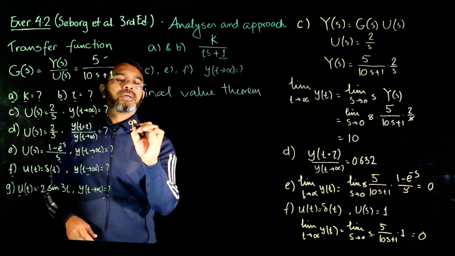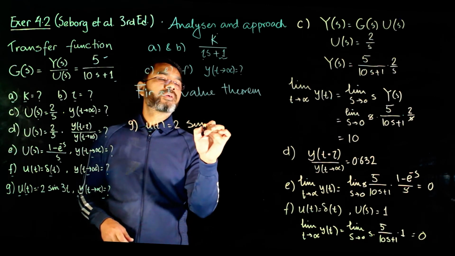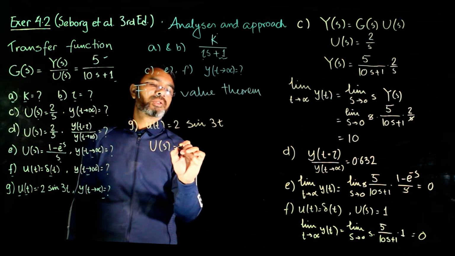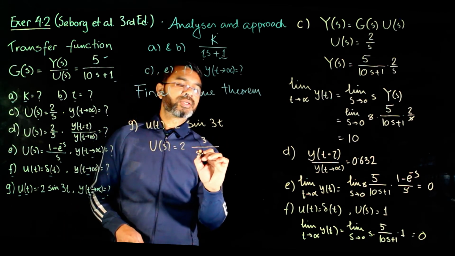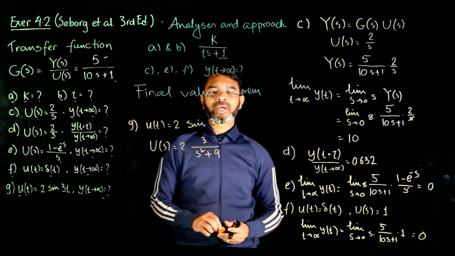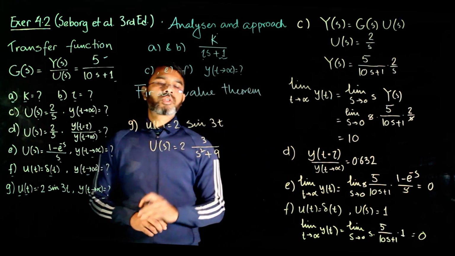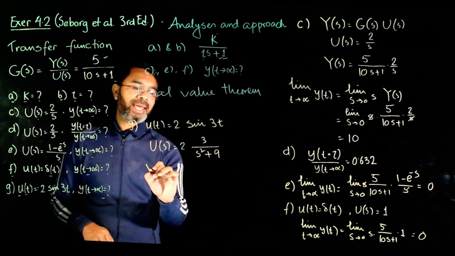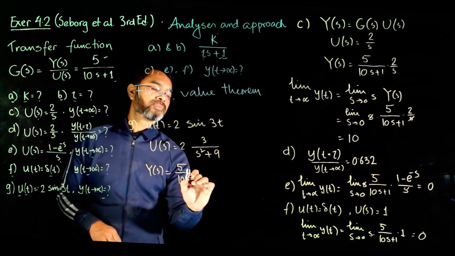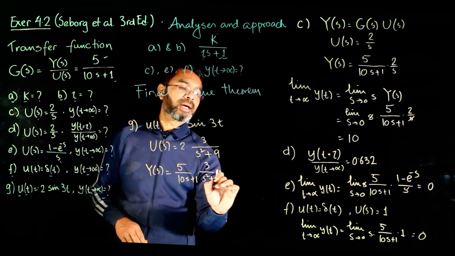For this last part, we know that u(t) equals 2 sine 3t. So we have U(s) equals 2 times 3 over s square plus 9. You know that the Laplace transformation of sine omega t equals omega over s square plus omega square. So for this case, we see that Y(s) is 5 over 10s plus 1, times 3 over s square plus 9.